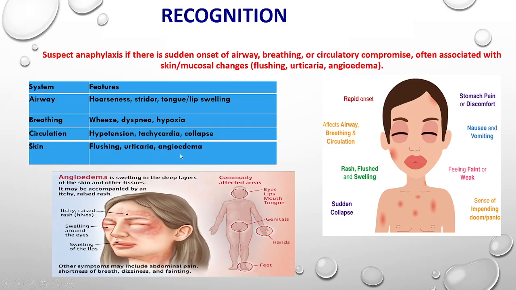And angioedema is just a swelling in the deep layers of the skin and other tissues, which will usually be accompanied by itchy and raised rashes all over the body, but it is usually seen around the lips and the eyes.